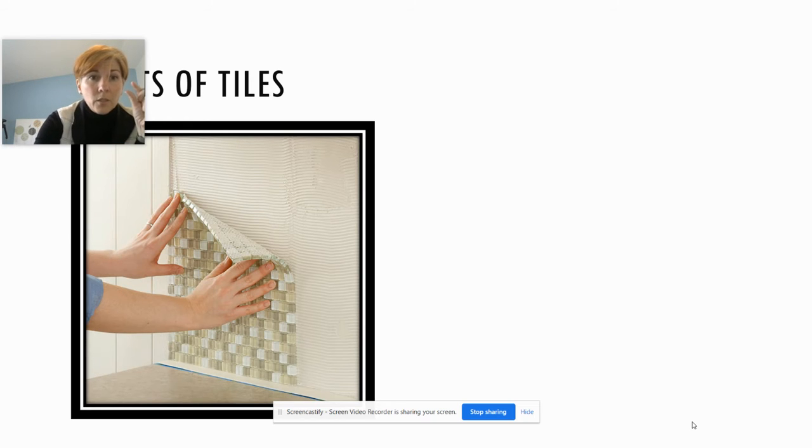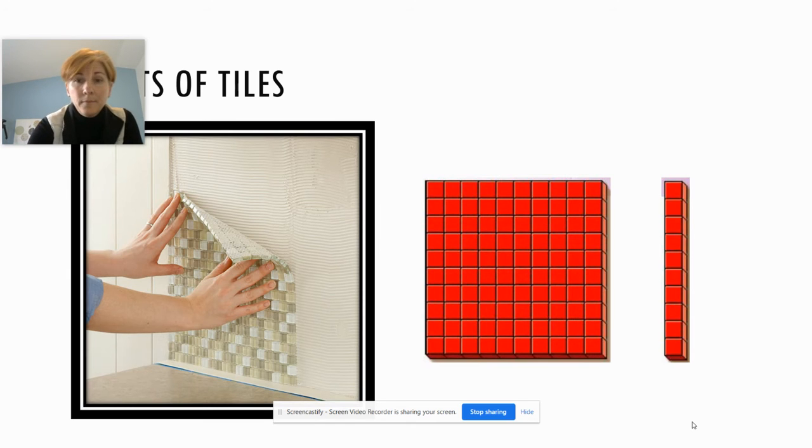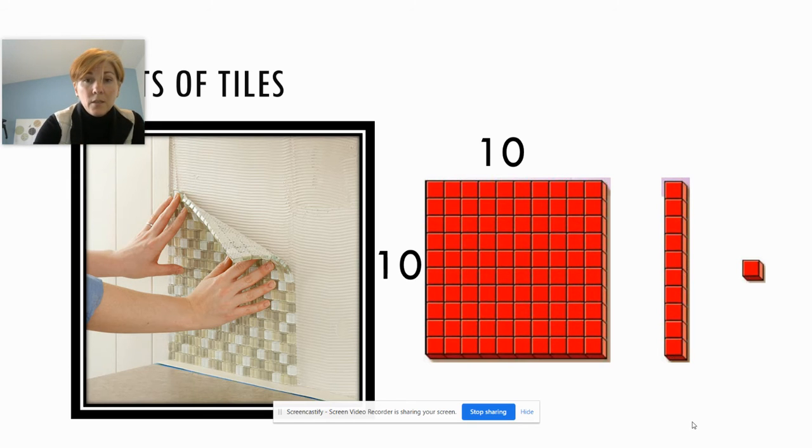Instead of individual tiles, the tiles you're going to be tiling with today come in sheets. There'll be a sheet of 100, a 10 by 10, there'll be a strip, and there'll be individual ones. The sheet of 10 by 10 you'll recognize as the flat in our base 10 blocks. The strip is a 1 by 10, like the rods we've been dealing with all year. Then we have our 1 by 1. You're going to have to decide which is easier to tile with based on the rectangle you're given.